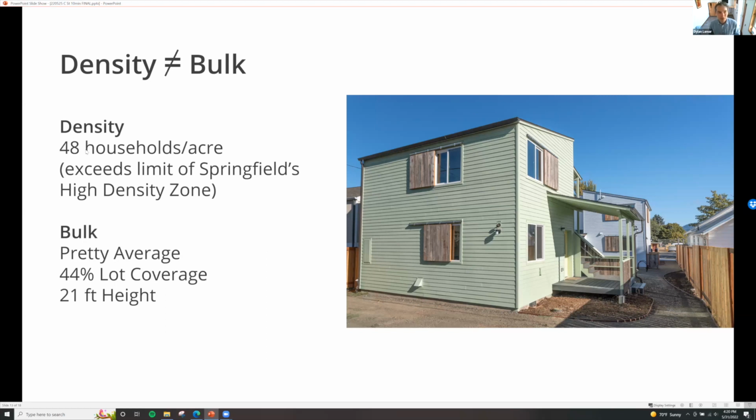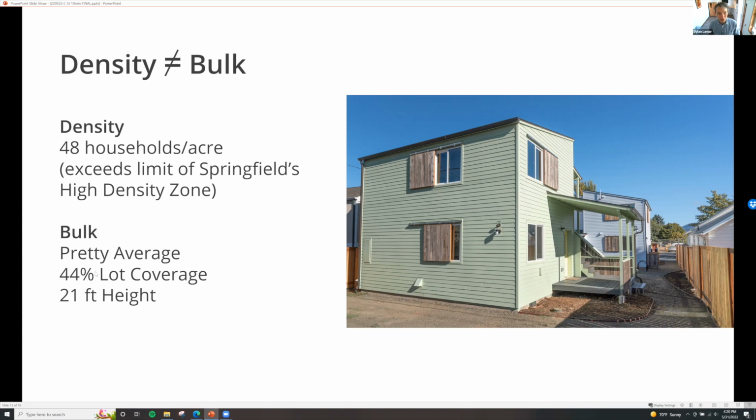So I like to really emphasize, the classic example is you can make a McMansion a fourplex and you have an increased balcony, but you've got 4 times the density. So these are really 2 very different concepts. As an example, with 6 suites here, we're at 48 households per acre that we developed on a single family neighborhood. That exceeds the high density zoning limit of this town. And look at it, it looks like any single family residential neighborhood development.